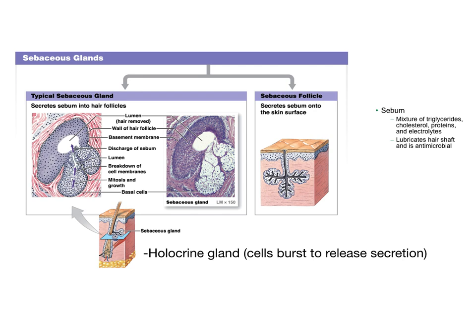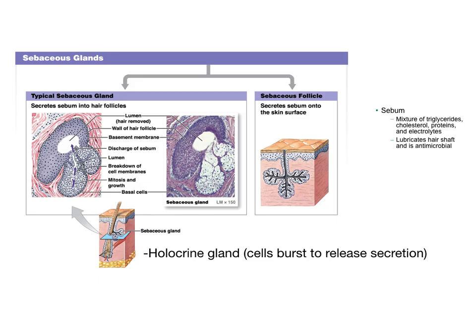So that lumen area, this is where that hair shaft, hair follicle is going to be. For this image, that hair was removed, so you can see that lumen better. You have the wall of the hair follicle. We have our basement membrane, and the arrow there is showing how the discharge of sebum occurs from the breakdown of those cell membranes in that gland. So it's secreted into the lumen, and then it goes up the hair shaft to secrete onto the surface of the skin.